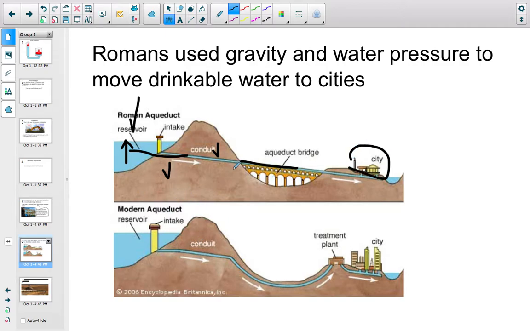Modern aqueducts don't necessarily need these large structures. They can use underground mechanics or different pressure systems to move water to the city that they need. But it's entirely based on a system that was invented or developed and mastered thousands of years ago. So it really gives credit to the Romans' ingenuity and scientific understanding.